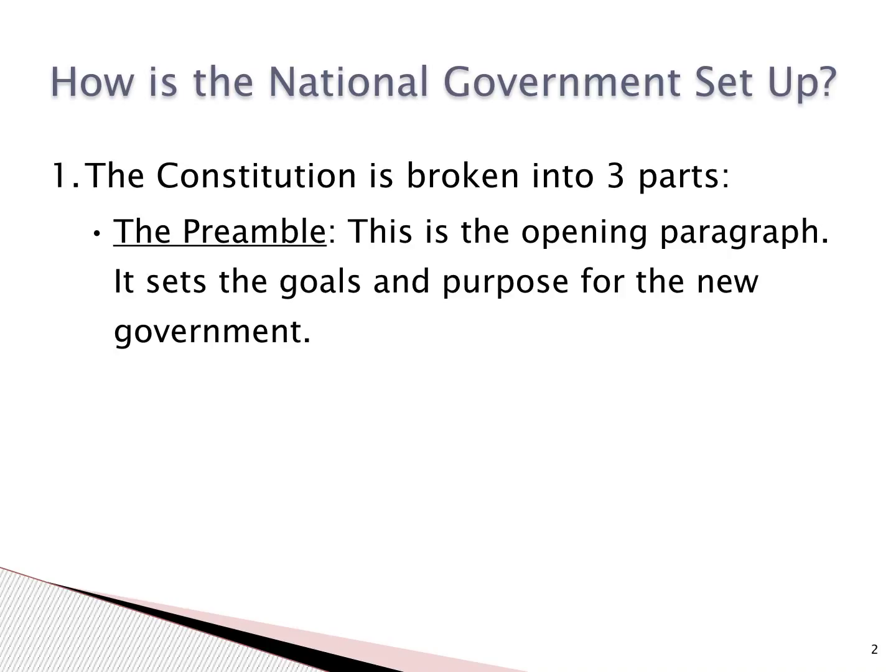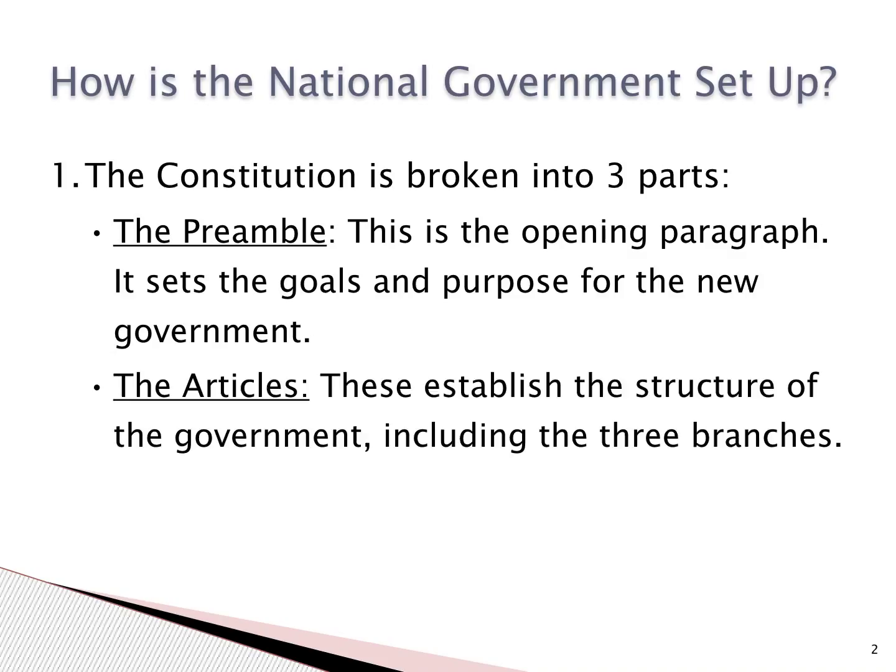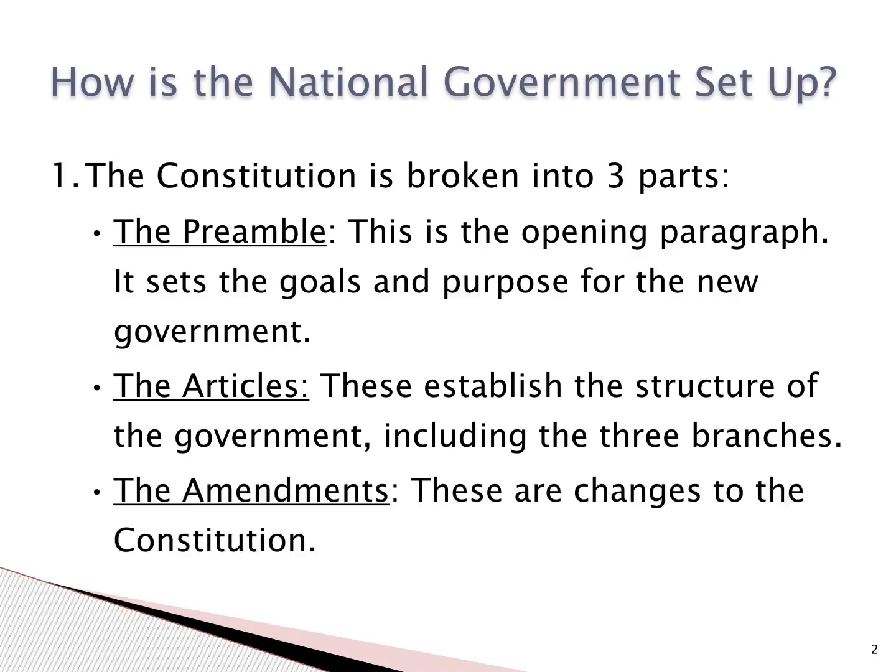After the preamble comes the main body of the Constitution, and those are called the Articles. And there's 7 of them, but the first 3 are sort of the bread and butter of the government. They establish the structure of the government, including the 3 branches of government. After the Articles come the amendments, and the amendments are simply changes that we have made to the Constitution over time.